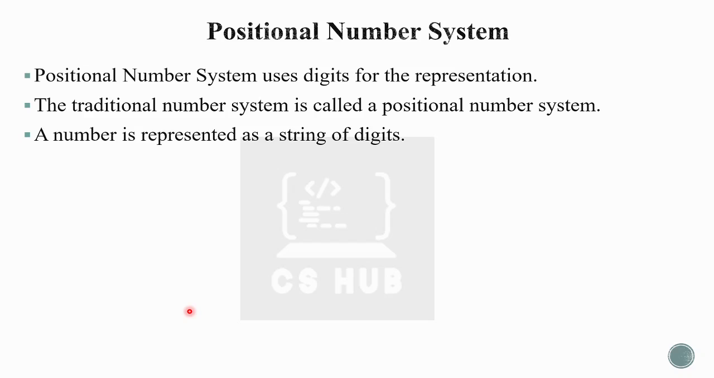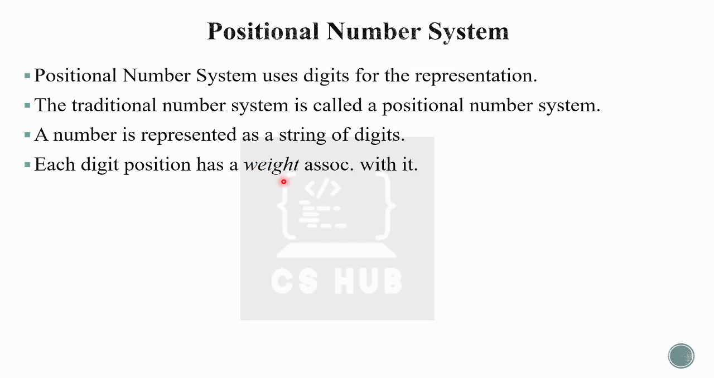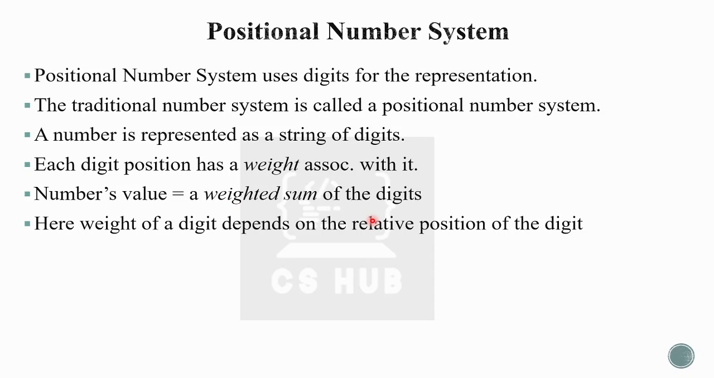In this number system, a number is represented as a string of digits. A number is formed by digits and each digit position has a weight associated with it. The number's value is equal to a weighted sum of the digits. Here, the weight of a digit depends on the relative position of the digit. Let's take an example.